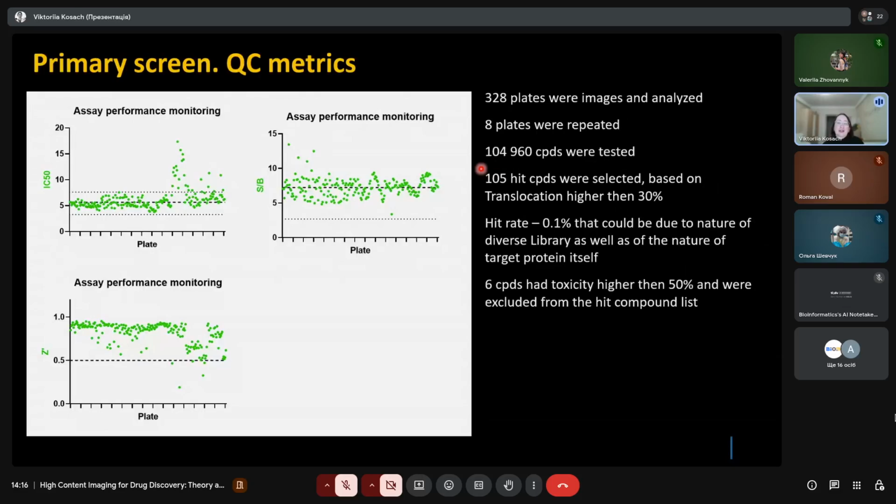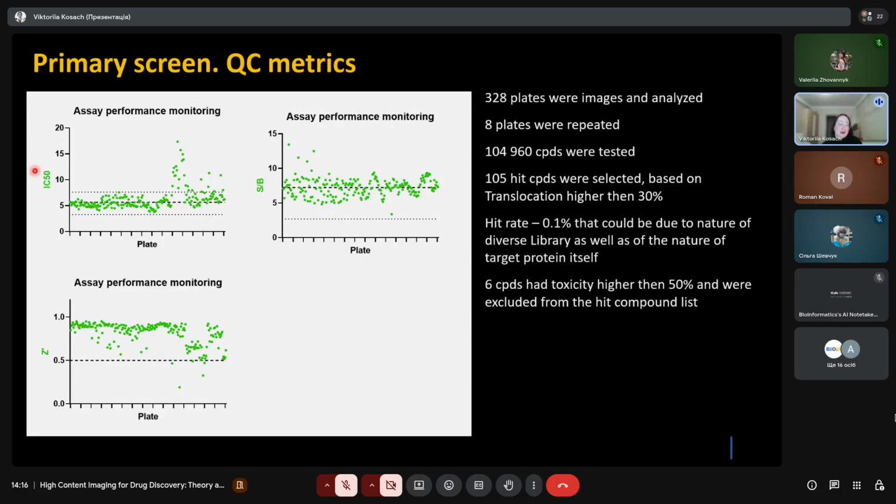From this library, 100 hit compounds were selected with translocation higher than 30%. The hit rate is quite low in this assay, but it's because of the target. This target is hardly druggable. And 6 compounds from 100 were excluded from the hit list because they had very high toxicity.